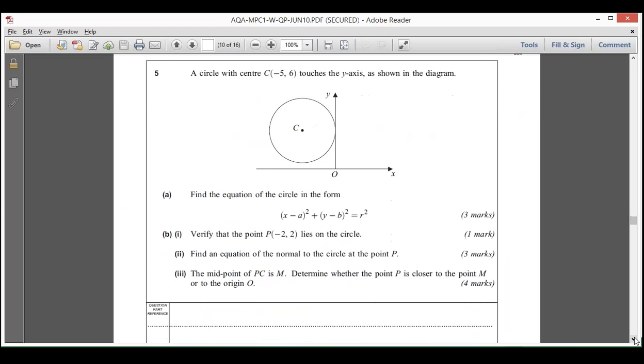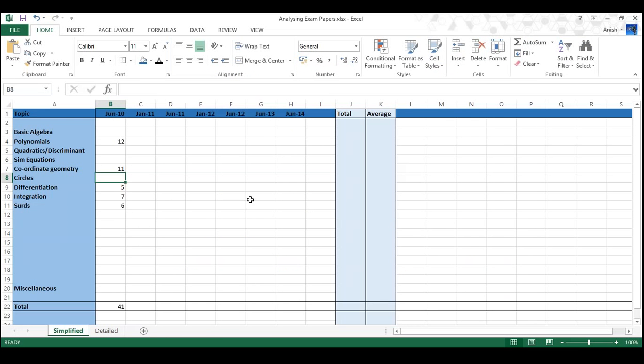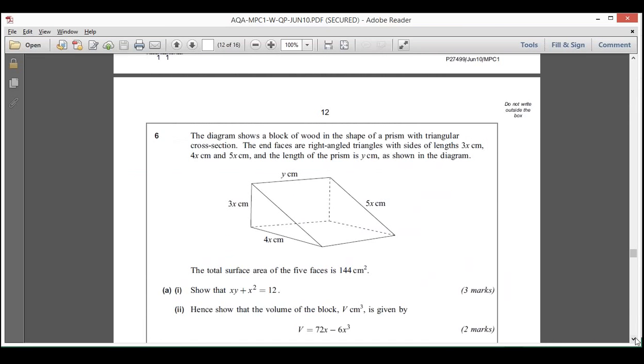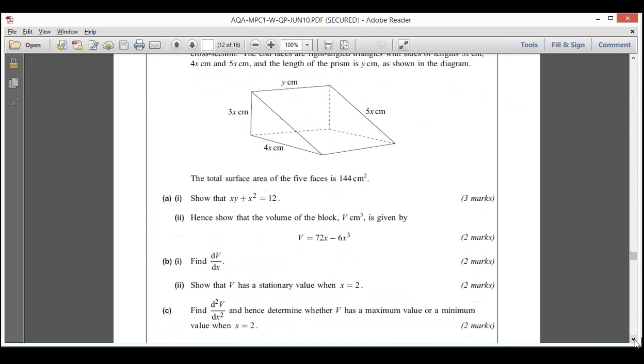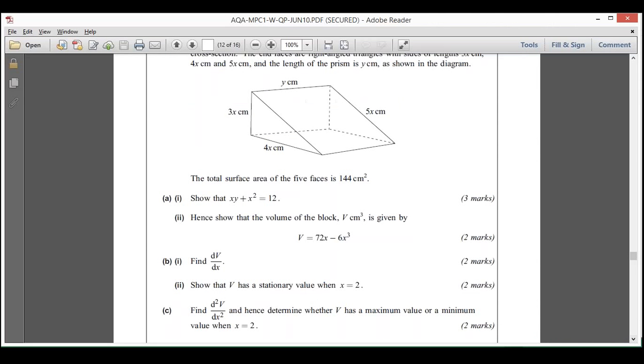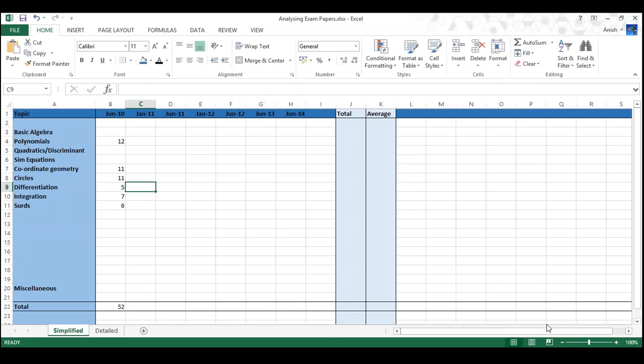Circles. So the equation of a circle, so 3, 1, 3, so that's 7, add 4 is 11. 11 marks on circles. Okay, so this one is optimization, which comes under differentiation out of our topics here. So that's going to be 5 and 6, 11 marks. So 11 more marks onto this.